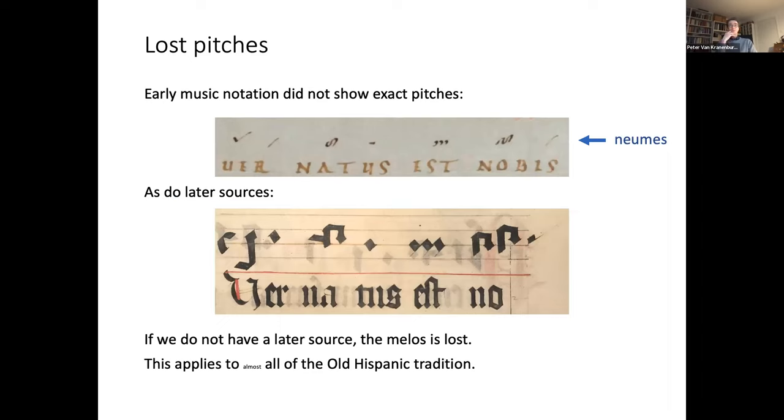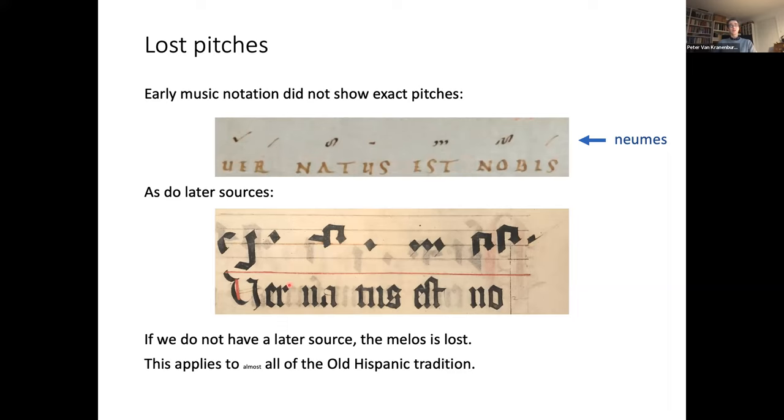And there's another problem. The earlier the sources, the more sparse the notation. So here we have two notations of the same melody, the same chant. At the top, an early notation in which we only have what are called neumes. These are symbols that are placed above the text, which indicate something about the contour of the melody, but we cannot read the pitches. We cannot read the exact pitch height of these melodies. They tell something about the contour.